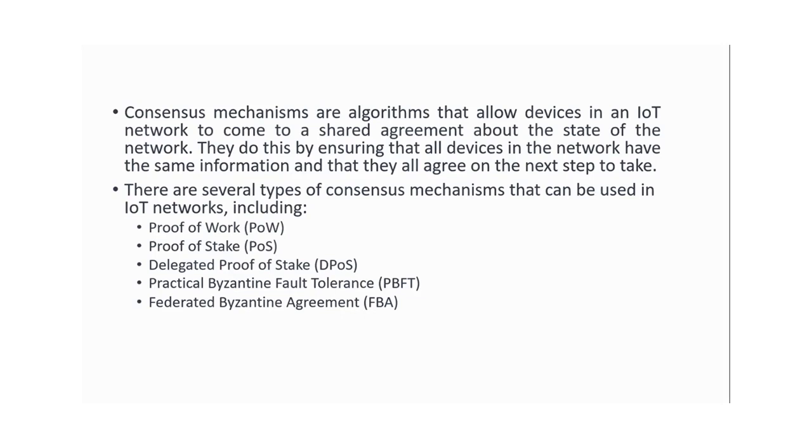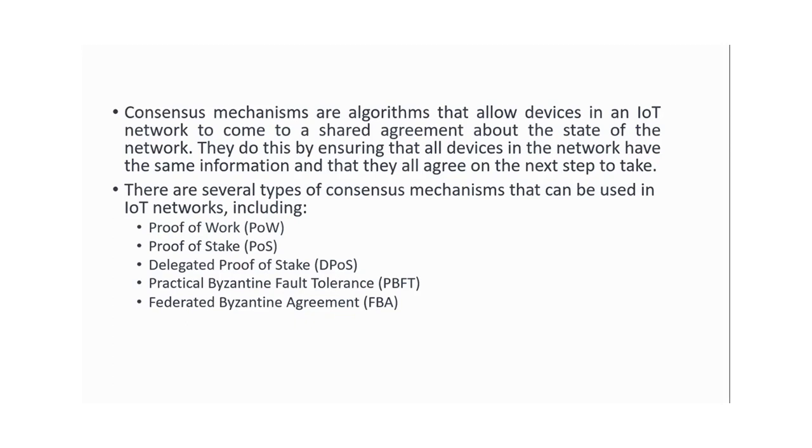And next is proof of stake. In this mechanism, devices in the network are selected to add the next block of data based on the amount of cryptocurrency they hold. This means the devices with more cryptocurrency have a higher chance of being selected. Proof of stake is more energy efficient than proof of work, but it can be more centralized and less secure.